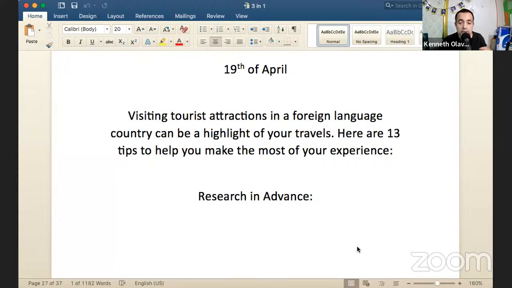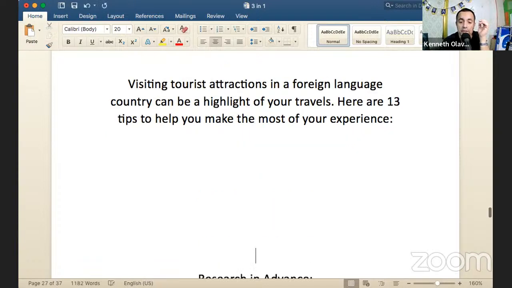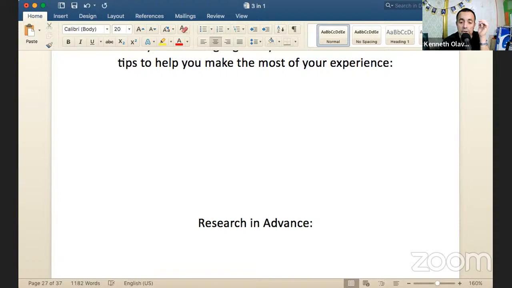Visiting tourist attractions in a foreign language country can be a highlight of your travel. Highlight is like the best part of your travel. Here are 13 tips to help you make the most of your experience. Number one, research in advance. Do your research.